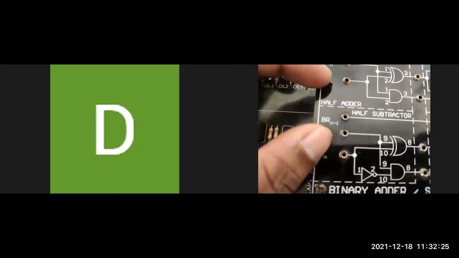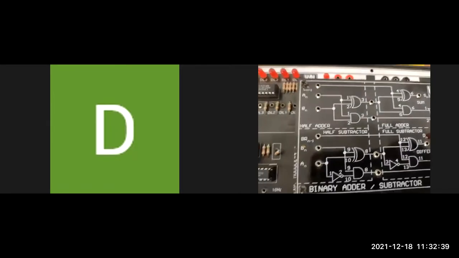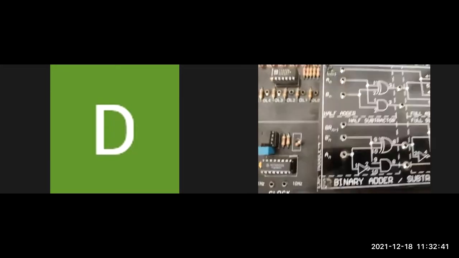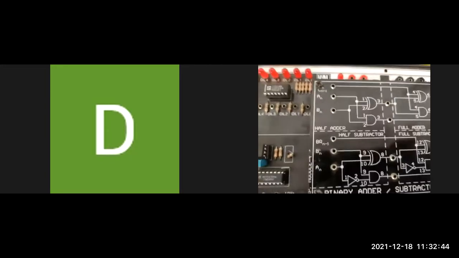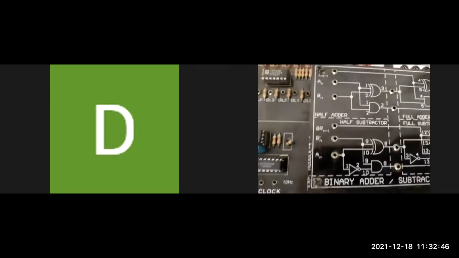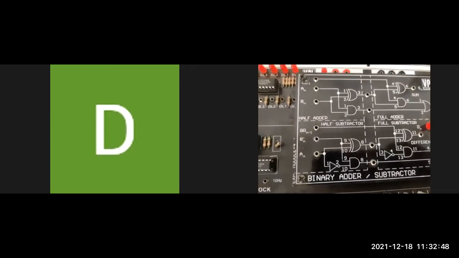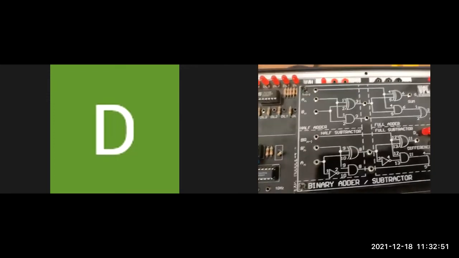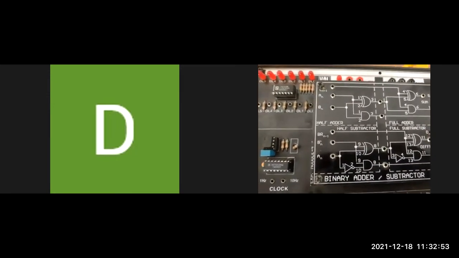Here I am zooming into this portion. These are two inputs, A and B, and here is the XOR gate and this is the AND gate. This is for the sum and this is for the carry. You already know for the half adder there are two inputs and two outputs, one for sum and one for carry. Now for your better understanding, I am writing the truth table in our copy.